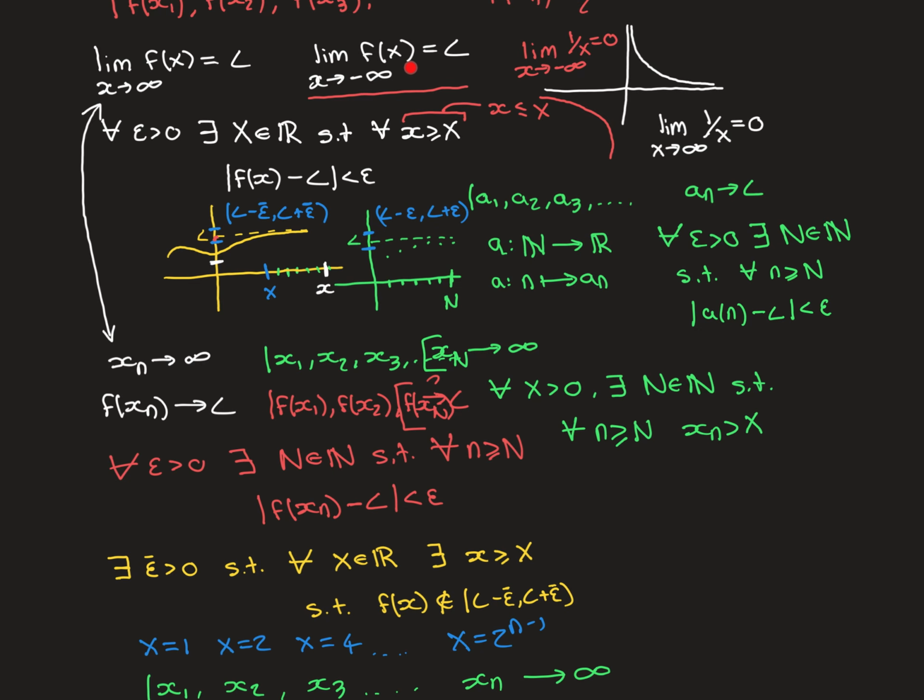And for limit as x approaches negative infinity, the same thing holds true. It's just that you'll be dealing with sequences that tend to negative infinity rather than positive infinity, and the proofs are completely analogous. They're just the mirror image.